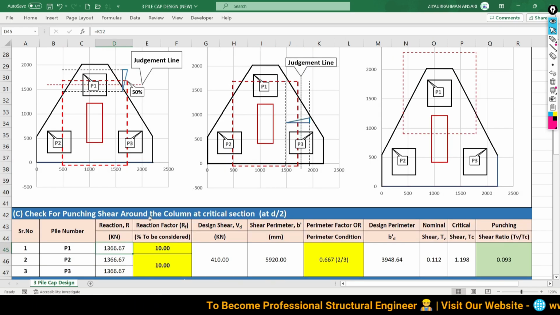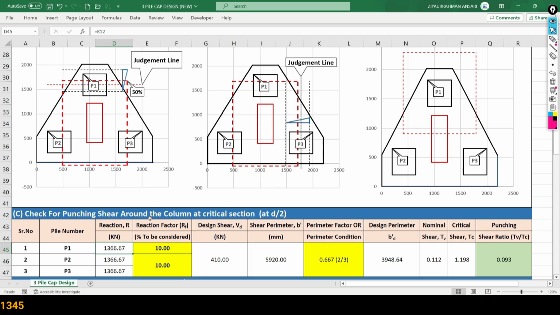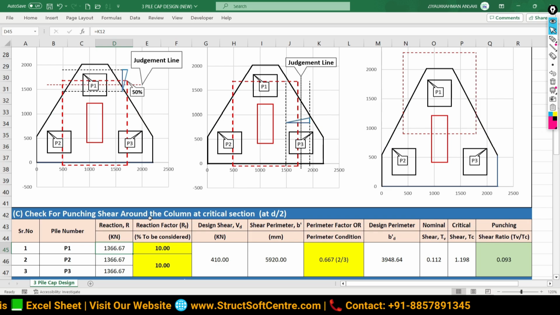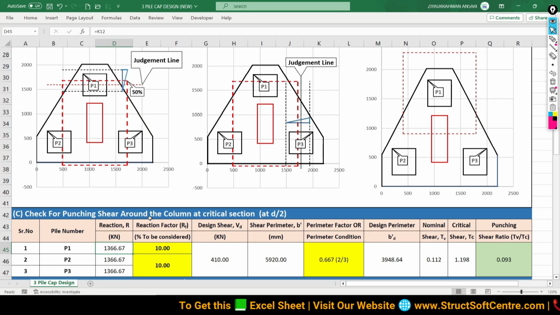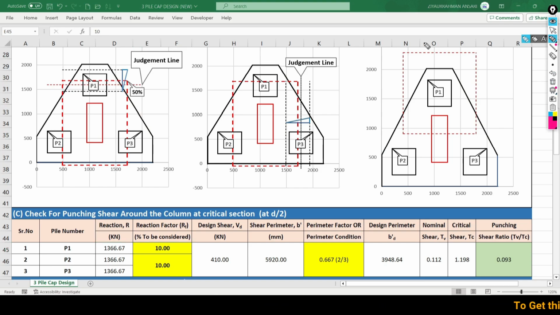For a better understanding of what the reduction in the reaction carried by the pile means, you have to follow our manual calculation video. If you watch that video, you will come to know in detail what the code recommendation is for reducing the reaction coming under the pile. For that you have to watch our detailed video on how to do the manual design of the pile cap for 3 piles. Then you will come to know. So first of all, we are going to perform the punching shear check.